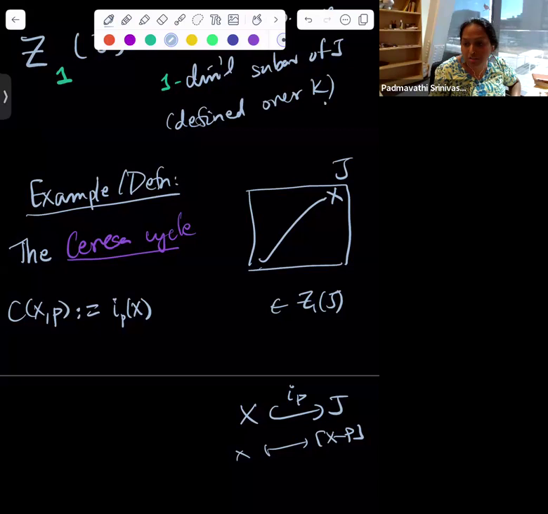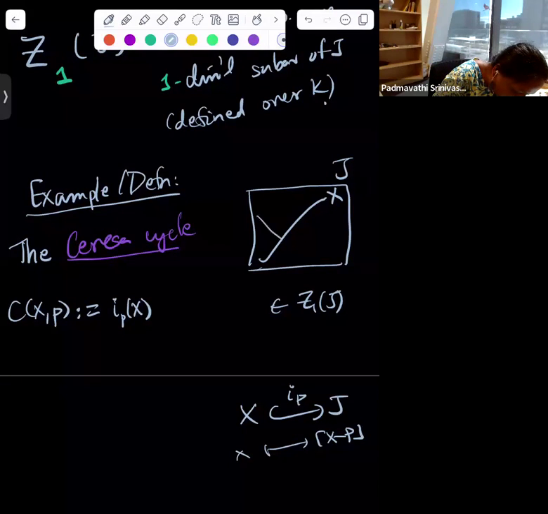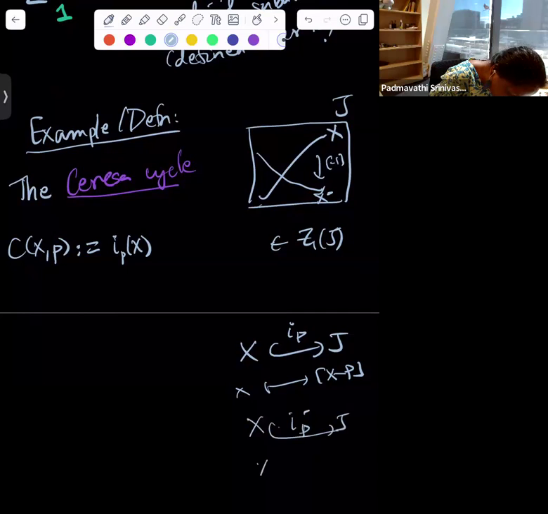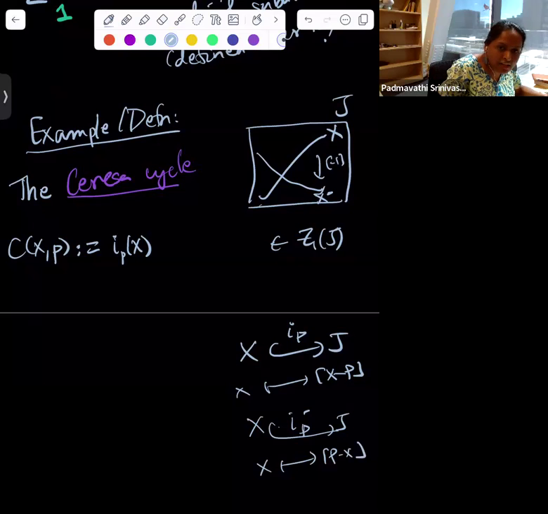But that's not the only one you know, right? There's a second subvariety, which is a second isomorphic copy of the curve. Remember, the very nice feature of J is that it's a group. So you can multiply every point in this curve by minus one, and you get a second copy of this curve, a mirror image, the image under minus one. That's what you get if you replace this embedding by i_P minus, which sends every point x to P minus x. And the Ceresa cycle is the difference of these two copies of the curve.